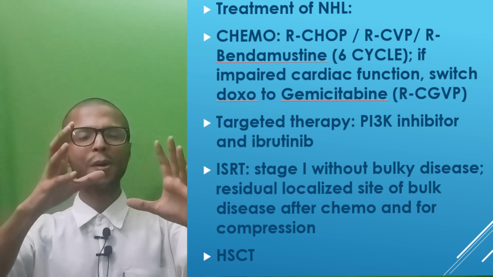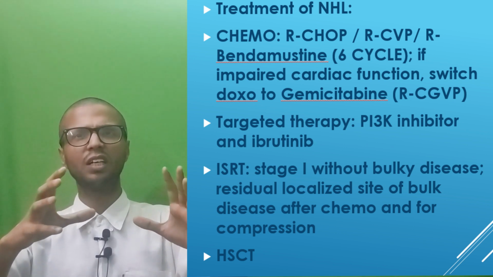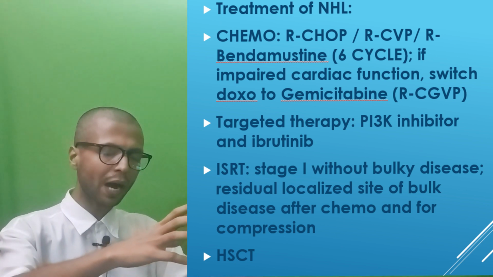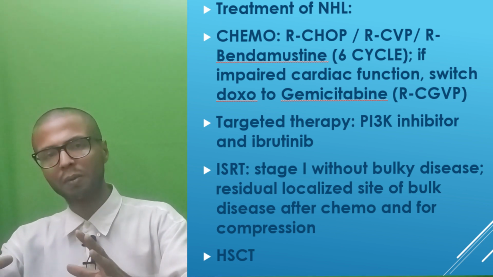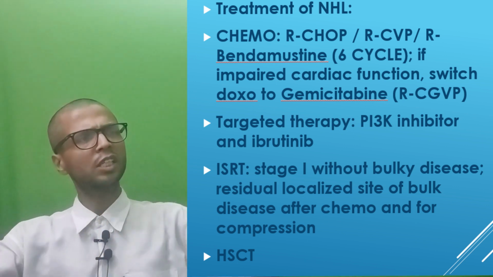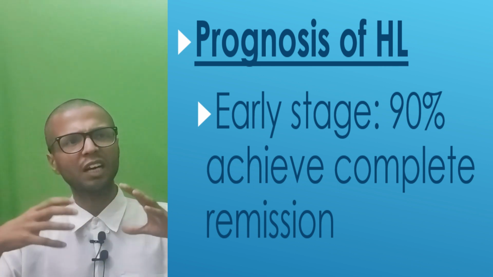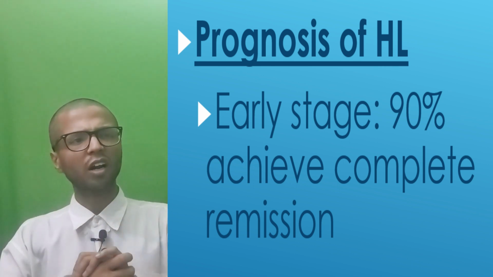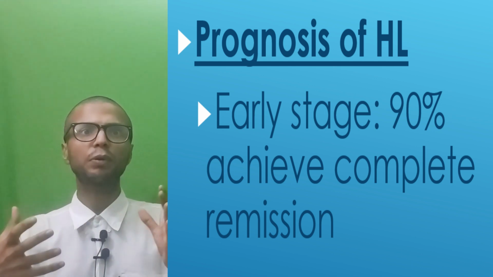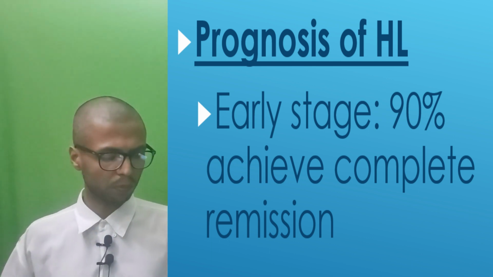So the take home message, if you want to take anything regarding treatment: ABVD for Hodgkin lymphoma and R-CHOP for non-Hodgkin lymphoma. ABVD for Hodgkin lymphoma, R-CHOP for non-Hodgkin lymphoma. Now let's talk about prognosis of Hodgkin lymphoma and non-Hodgkin lymphoma. Regarding Hodgkin lymphoma, if you see early stage Hodgkin lymphoma, 90% achieve complete remission. 90%, fairly good. You can imagine it.